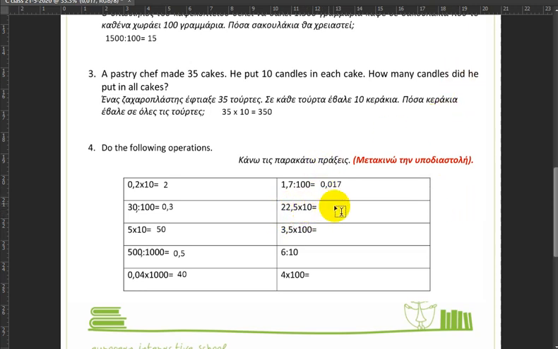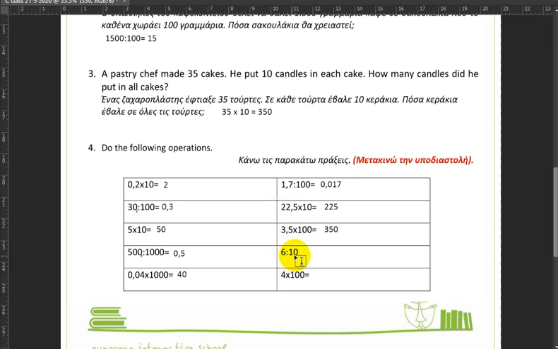Next, we have 22.5 times 10. This moves the decimal point to the right by 1 space. It goes after the 5. So we have the 2, the 2, the 5, and then the decimal point, which we delete because it's to the far right. And we have 3.5 times 100, so it needs to move 2 places to the right, 1 place to skip the 5, and the other becomes a 0, so 350.